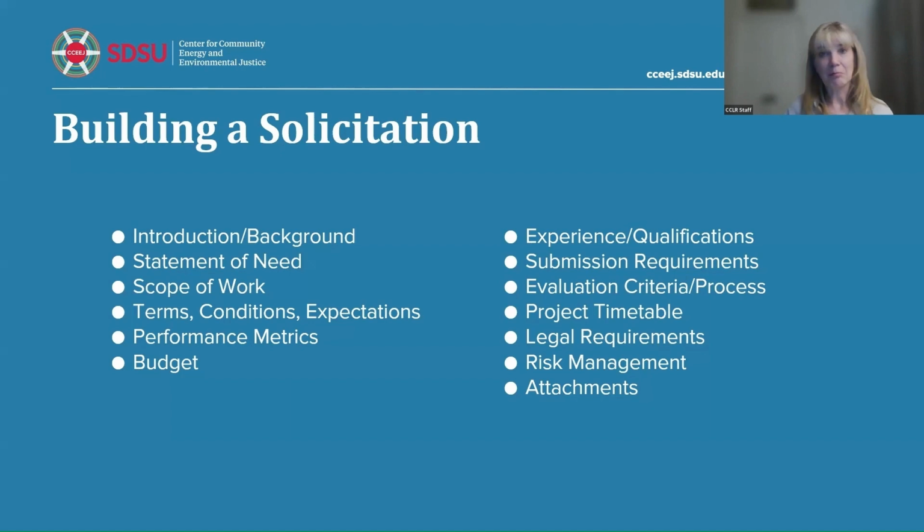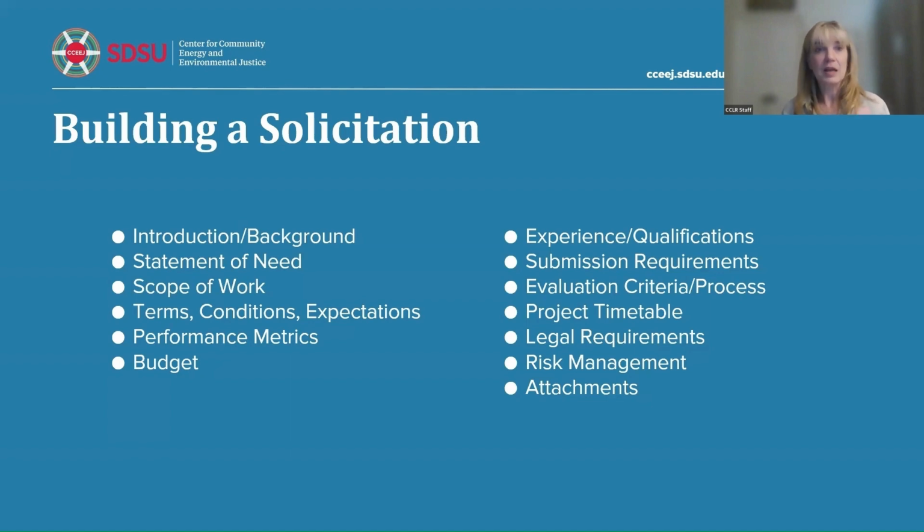Performance metrics, budget's huge. Some people say, well, I don't want to put the amount in, right? That's completely up to you. The budget, sometimes people will, I think every situation is different, so you'll have to determine that. Also, your internal policies and procedures may require you to put the budget in. So experience and qualifications, submission requirements, evaluation criteria. This is very, very important.